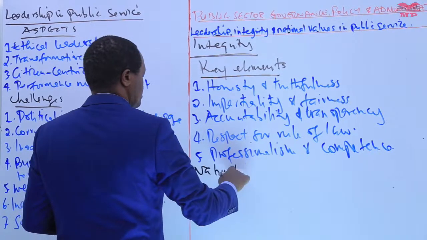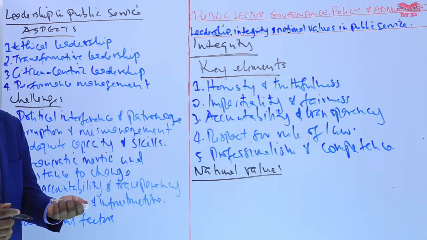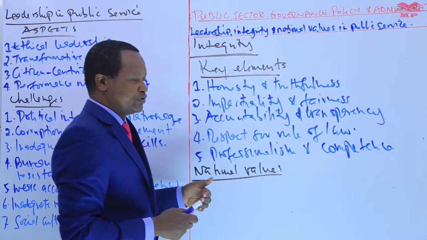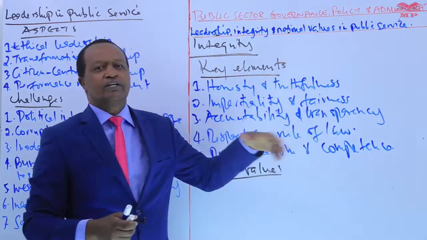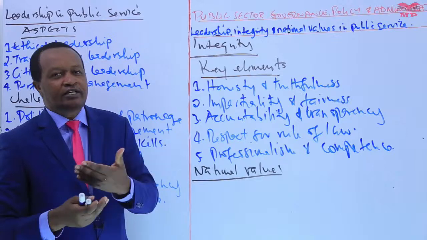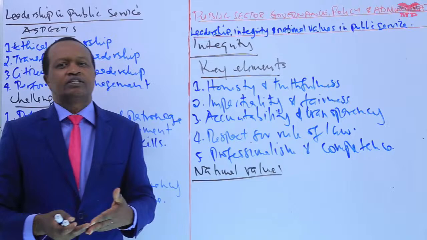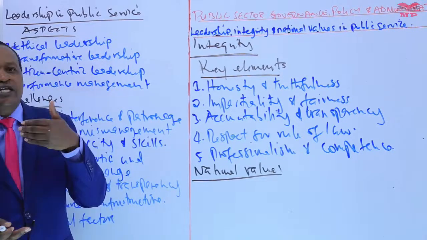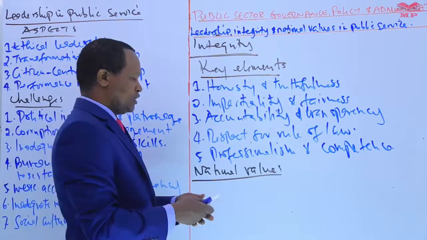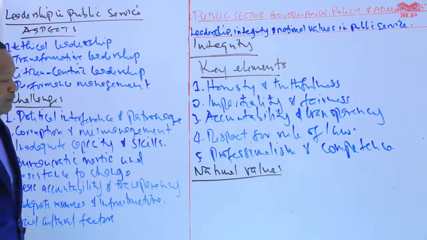National values in the public service. Now, national values in the public service in Kenya are enshrined in the Constitution of Kenya and further elaborated in various laws and policies. These national values serve as guiding principles for the conduct and behavior of public servants, and they aim to foster a culture of integrity, professionalism, and service to the public. We'll analyze a few of these national values.